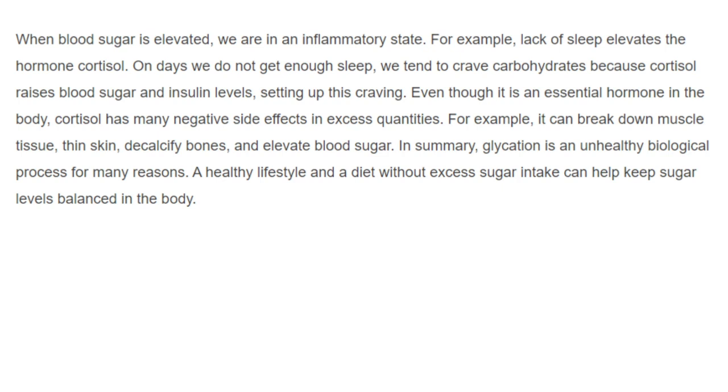Even though it is an essential hormone in the body, cortisol has many negative side effects in excess quantities. For example, it can break down muscle tissue, thin skin, decalcify bones, and elevate blood sugar. In summary, glycation is an unhealthy biological process for many reasons. A healthy lifestyle and a diet without excess sugar intake can help keep sugar levels balanced in the body.